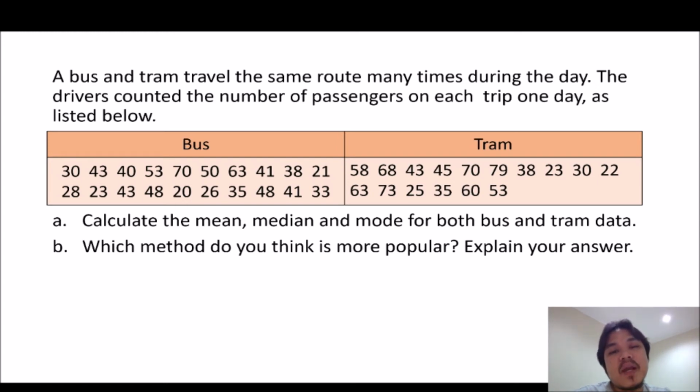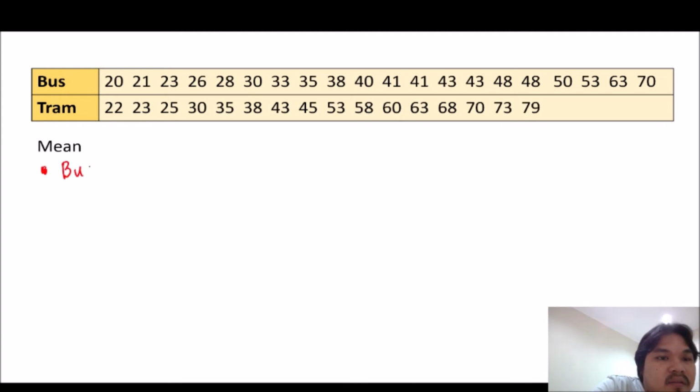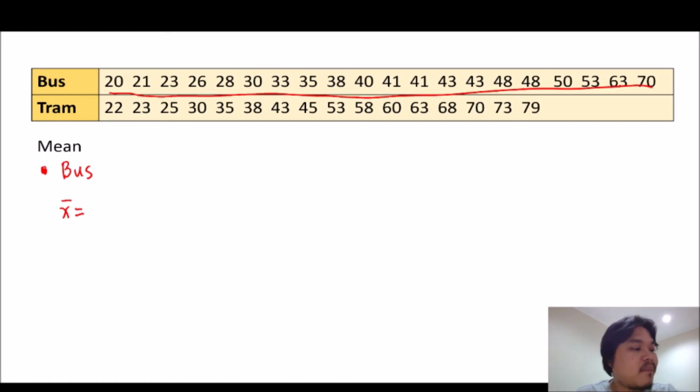Before we calculate the mean, the median, and the mode, I'm going to arrange the scores in ascending order so that later on it will be easier for us to find the median. This is the arranged scores for the bus and the tram data. So to find the mean, I will start with the mean for the bus. The mean will be the sum of all the scores divided by the number of scores.